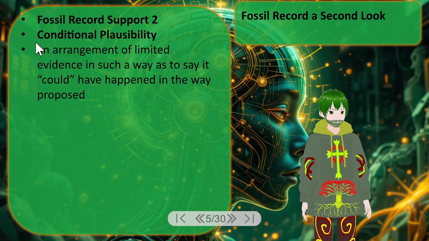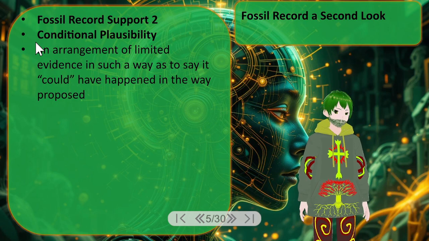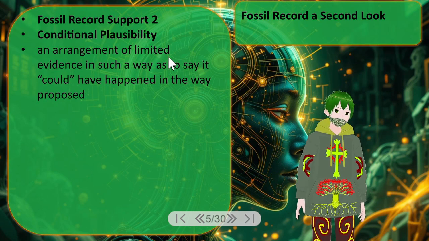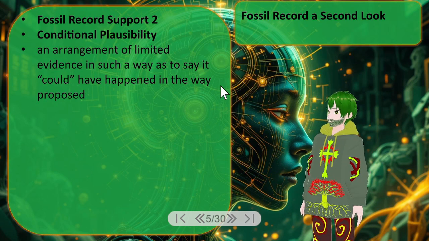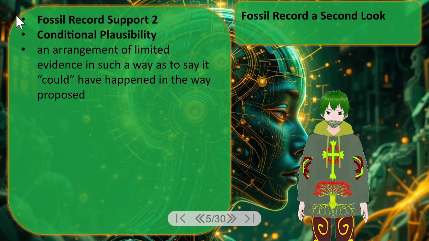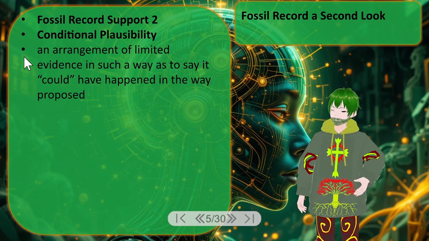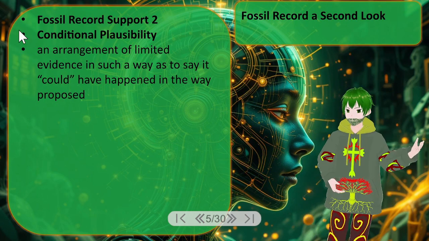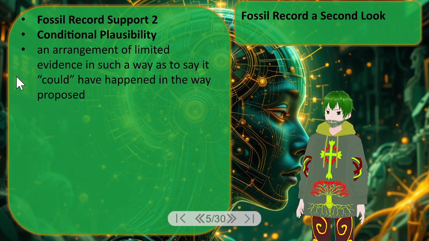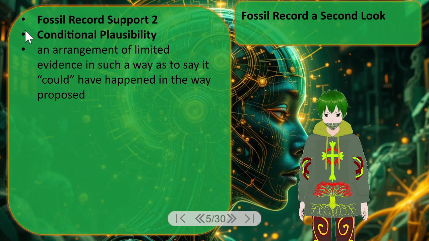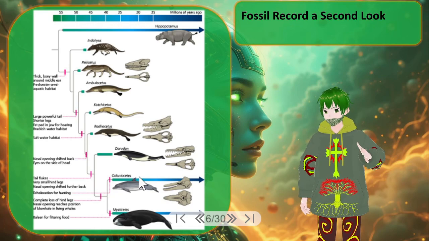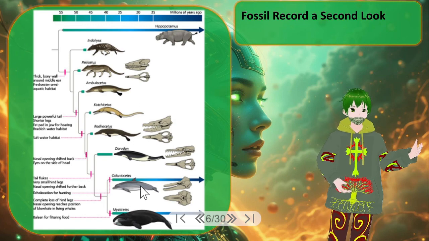So the fossil record is conditionally plausible. Okay, and so what it shows is what could be. We don't know what is, and so we follow the principle of parsimony, which is that the simplest explanation is the one that we're going to go with. But that doesn't mean that's exactly what happened, because we don't have all of the pieces for the fossil record. It's deeply fragmented.